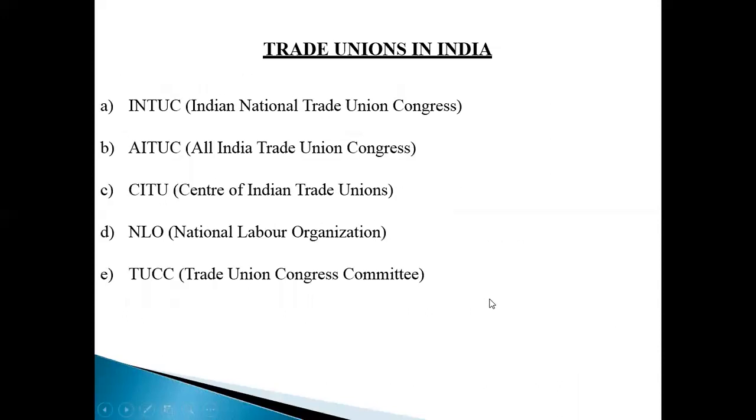Now these are the major trade union organizations that are currently working in India. Other than these also, many labor unions are there, but majorly there are around these five trade unions working at the national level. That is INTUC, Indian National Trade Union Congress; AITUC, All India Trade Union Congress; then CITU, Centre of Indian Trade Unions; NLO, National Labour Organization; and then TUCC, Trade Union Congress Committee. So these are the main national-level trade unions in India, right?